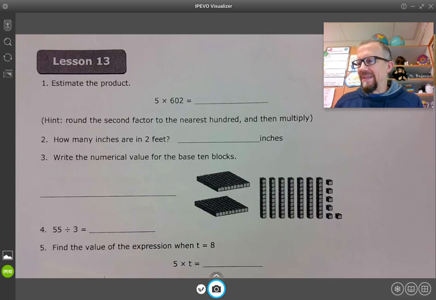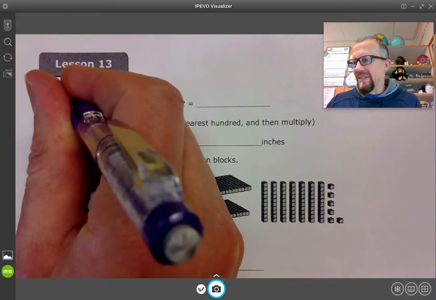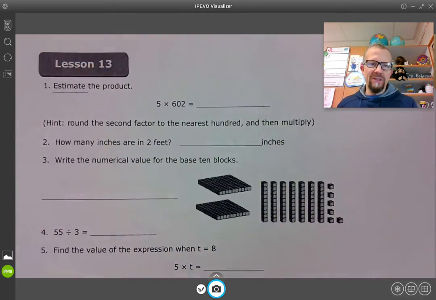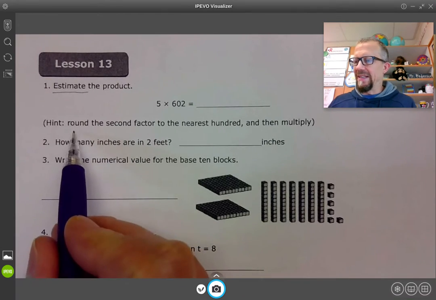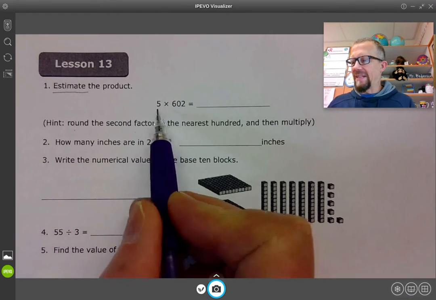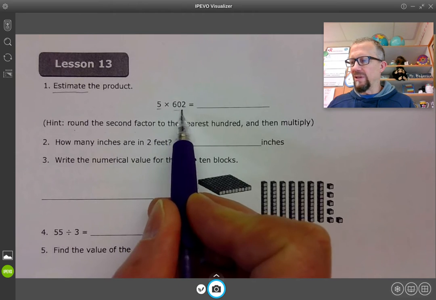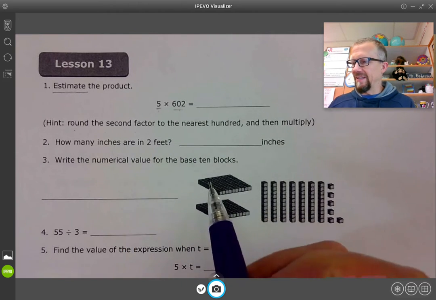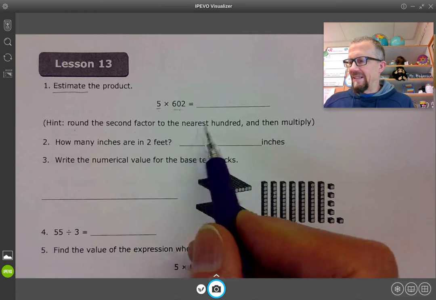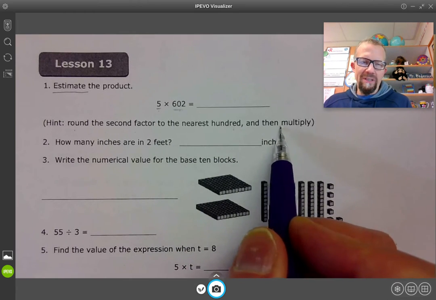Number one says estimate the product. You may have missed the word estimate and actually multiplied to find the exact answer, but when you say estimate, they don't want the exact answer. They give you a hint about how to estimate this. They say round the second factor. Factors are the two numbers that are being multiplied. These are the factors, 5 and 602. Round that second factor to the nearest 100 and then multiply.